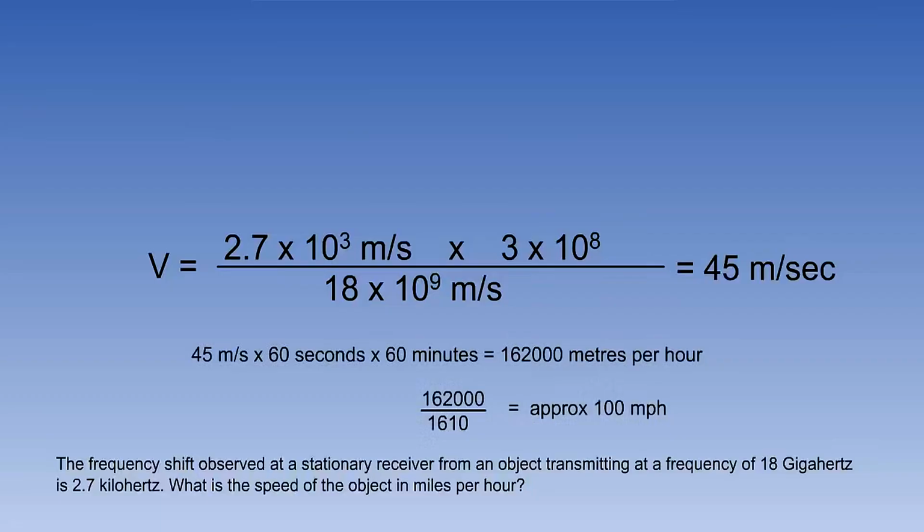We need to state this as miles per hour. 45 times 3600 gives us 162,000 meters per hour. There are 1,610 meters in a statute mile, so the speed in miles per hour is 162,000 divided by 1610, which is close to 100 miles per hour.